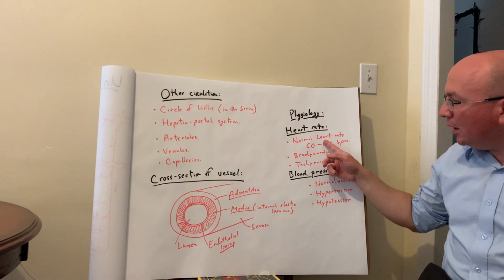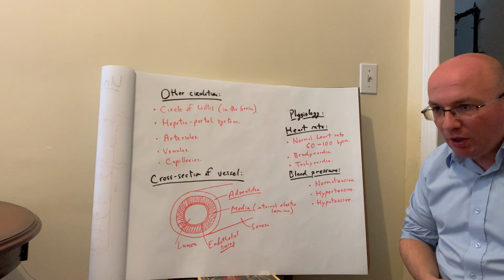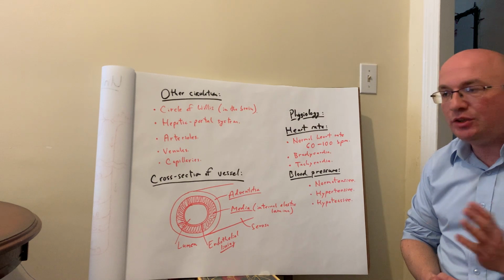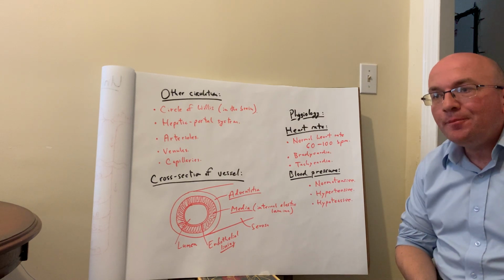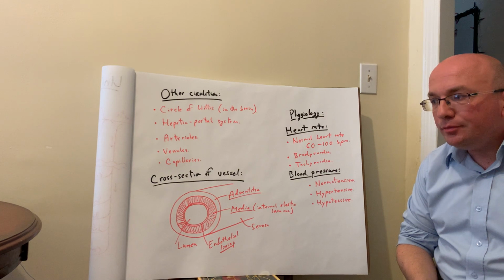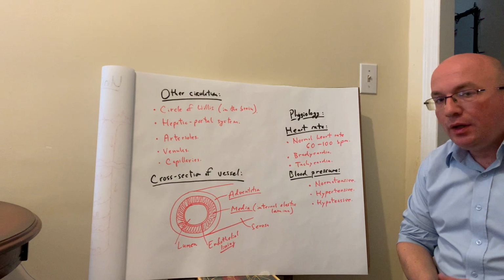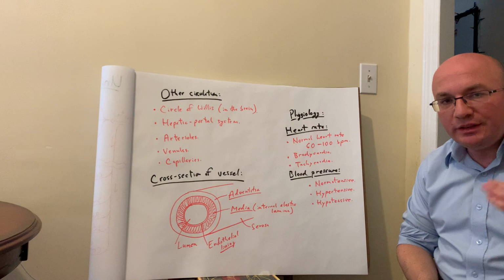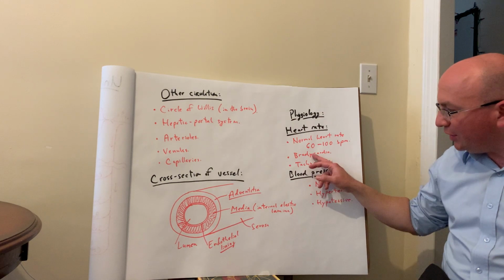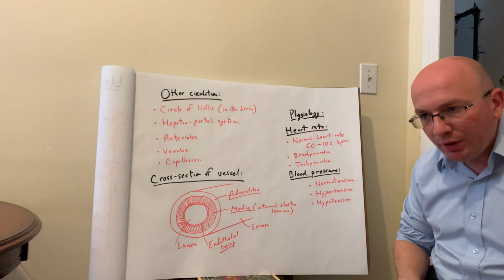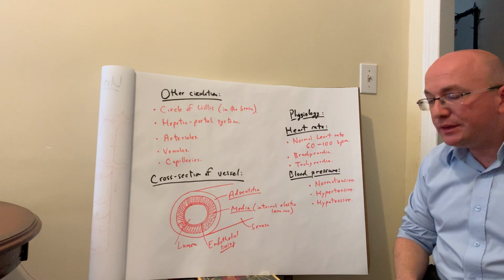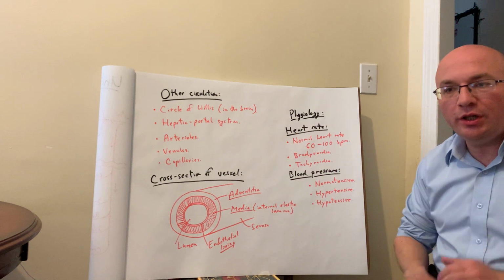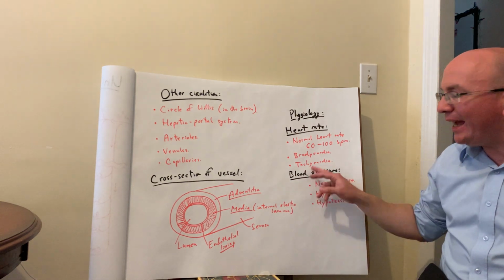So considering the normal heart rate, this is usually between 60 and 100 beats per minute physiologically. Anyone who has a heart rate that is less than 60 beats per minute, we usually would call this bradycardia, or slow heart rate. And if someone's heart rate is above 100 beats per minute, usually this will be tachycardia.